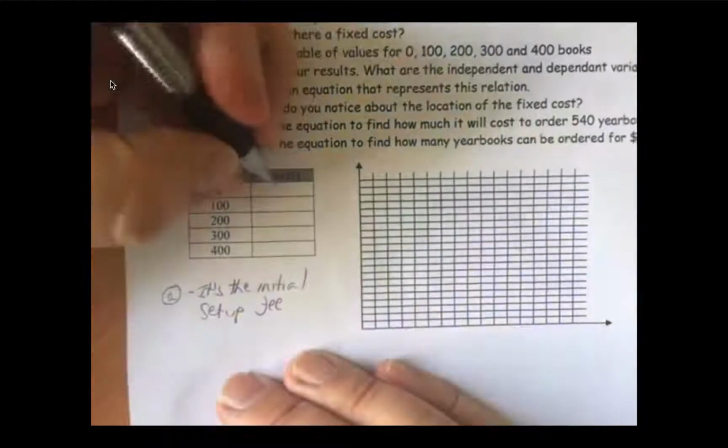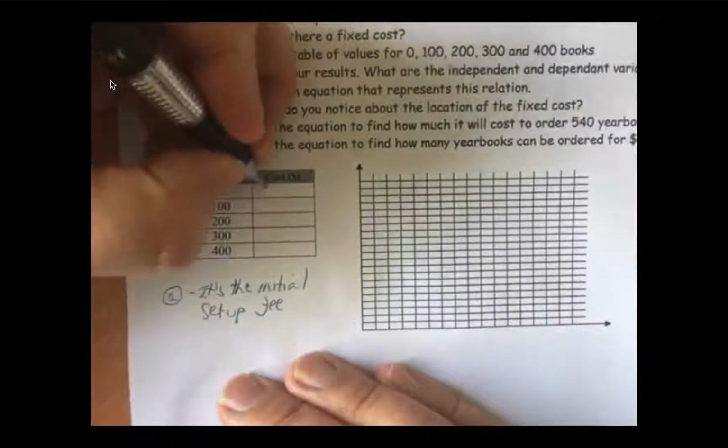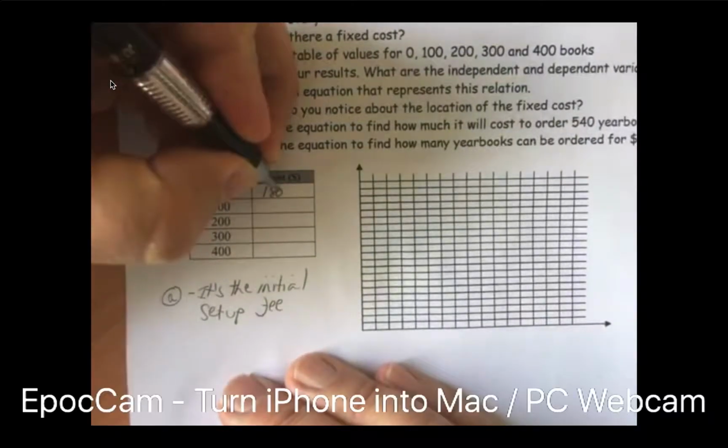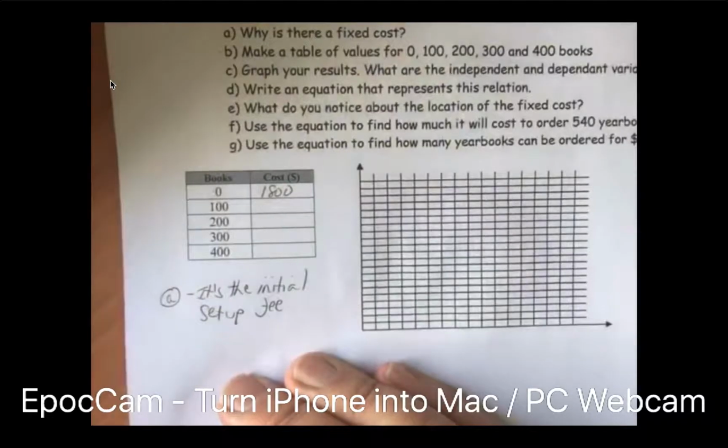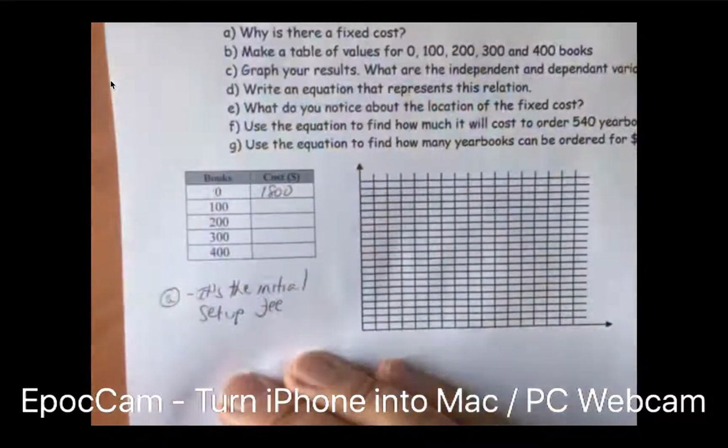If you said that the cost when there are 0 books sold is $1,800, you are correct, right? Because that's our fixed cost. Let me backtrack on that for 1 second. So anyways, 0 books sold cost $1,800, right?